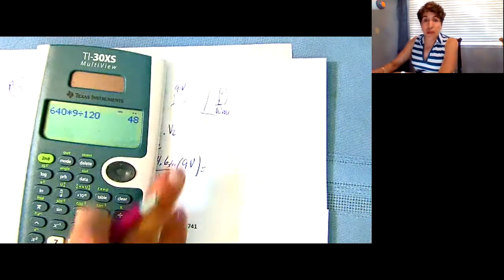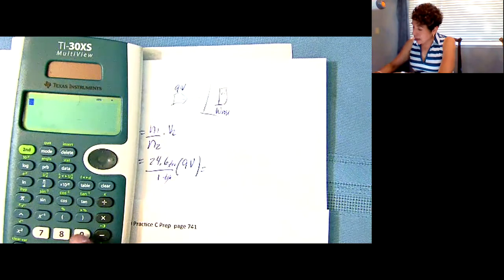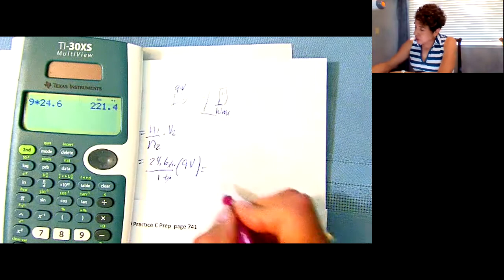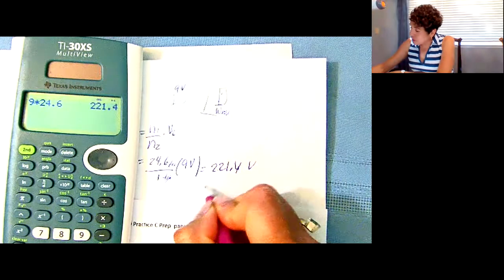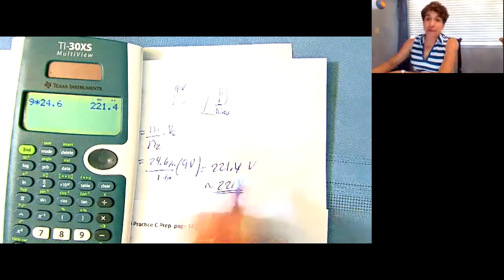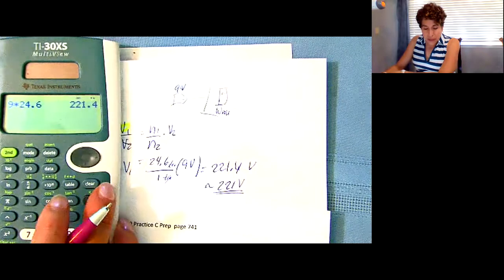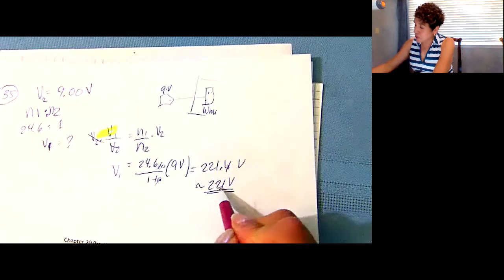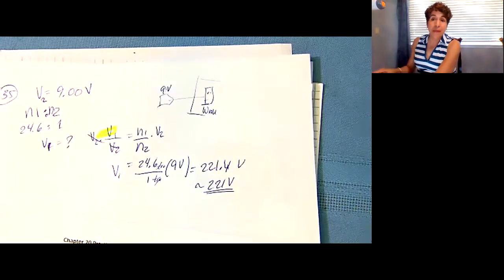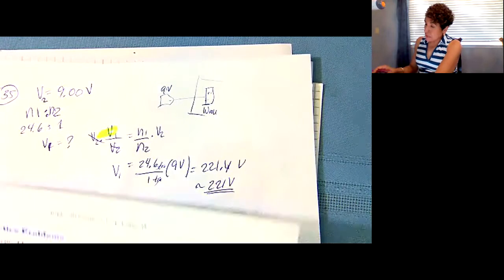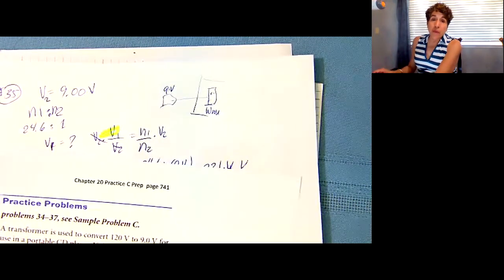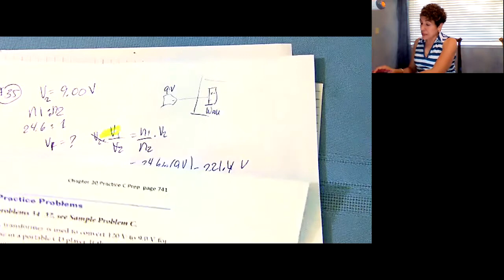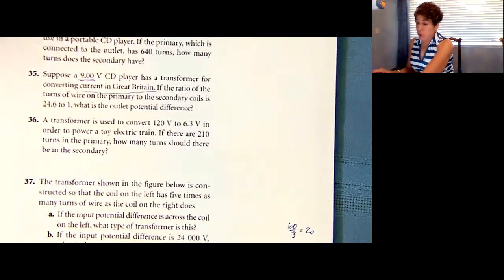Okay, so what do I end up with? I'm going to have 9 times 24.6, and I get 221.4 volts. So that's about 221 volts. Because they did give me 9.00, I needed 3 significant figures. There's my 3 significant figures. This is 9.00. So again, we're using the same correlation, just making sure your voltage, primary to secondary, is consistent with your number of turns, primary to secondary.